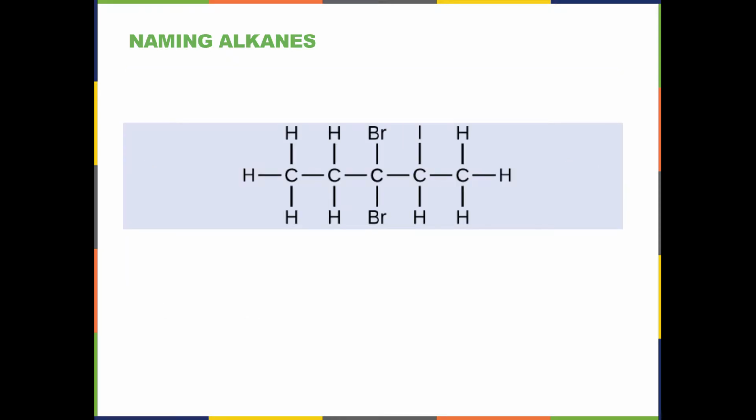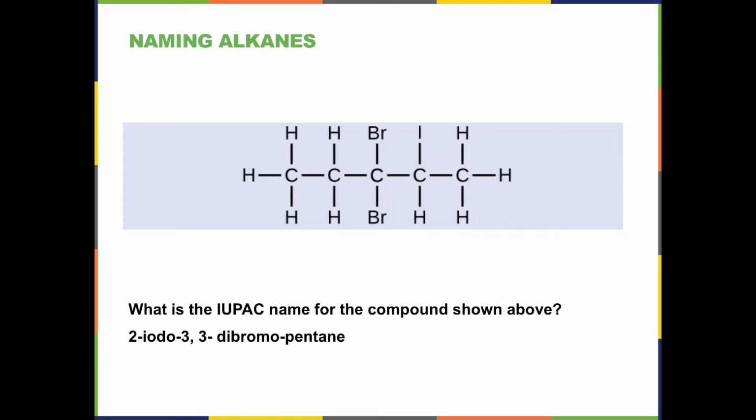Let's try another one. Again, stop the tape and give it a try yourself, and then start the tape and I'll give you the answer. Okay, first of all, if you count without lifting your pencil, you end up with 5 carbons, and 5 carbons is pentane. Then, to get the numbers as small as possible, you're going to start from the right again. So you have 1, 2, and there's an iodine, and 3, there are 2 bromines, and that's it.